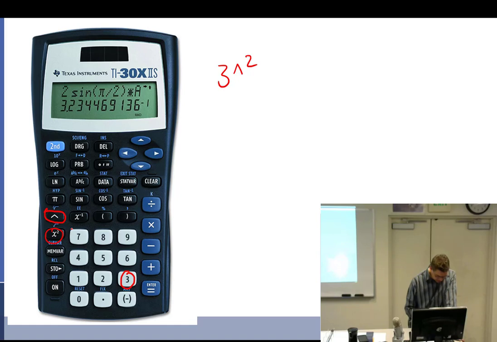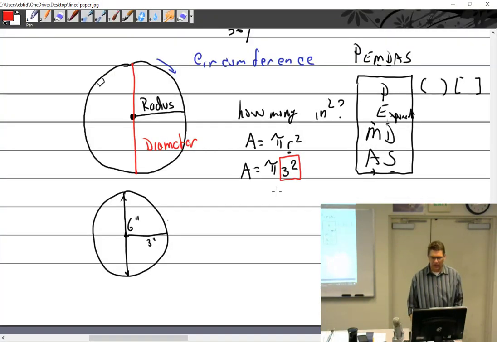Clear, 3, x squared, equals. So there's a shortcut right here for squares. But later on, if you have to do something like 3 cubed or 3 to the 4th, you'd use the little roof. Or you can use the little shortcut here for squared. They both will do the same thing. So 3 x squared equals 9. So area equals pi times 9. And there should be a little pi button on there. Where's my pi button on this new calculator here?